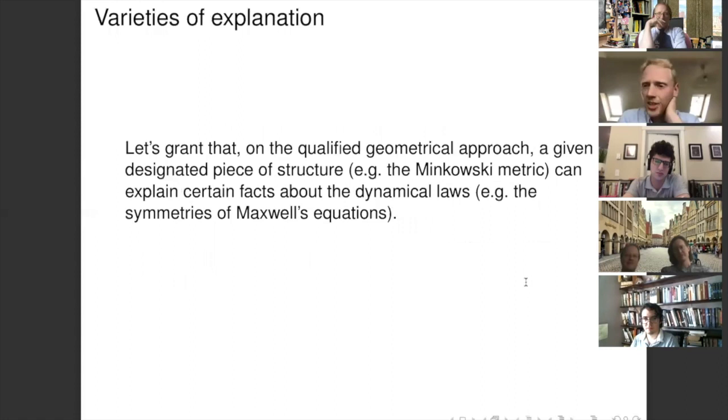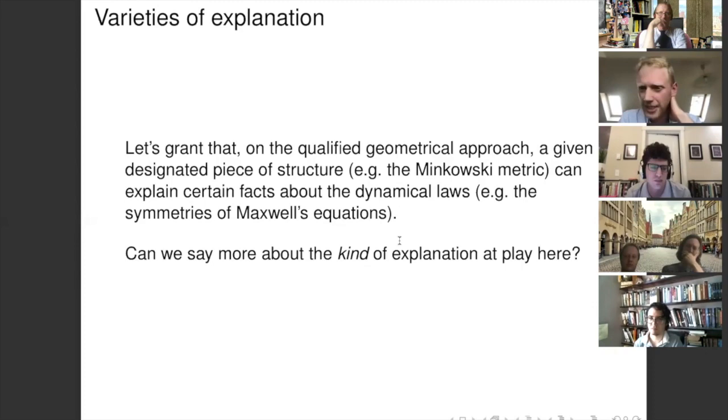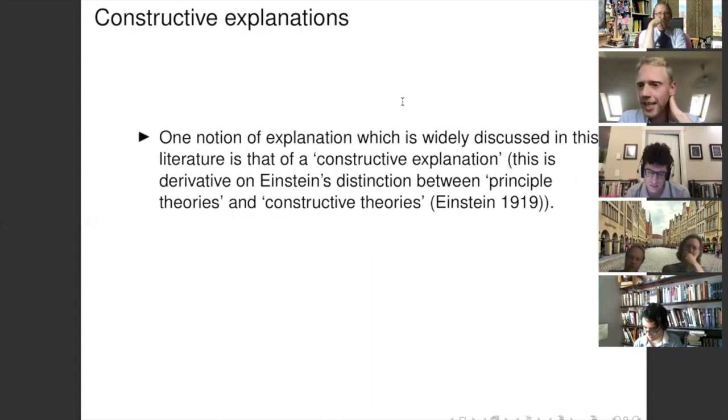Okay, so let us grant then that on the qualified geometrical approach, a given piece of structure, say the Minkowski metric, can explain certain facts about the dynamical laws, for example, the symmetries of a set of dynamical laws like Maxwell's equations. We'd still maybe like to know more about the kind of explanation at play here. So one notion of explanation which comes up a lot in the literature on dynamical and geometrical approaches is what you might call a constructive explanation. This is derivative on Einstein's distinction between principle theories and constructive theories. Principle theories take certain phenomenologically well-grounded regularities, raise them to the status of postulates, and attempt to derive further predictions therefrom. So, classic example, Einstein's 1905 presentation of special relativity, but also thermodynamics.